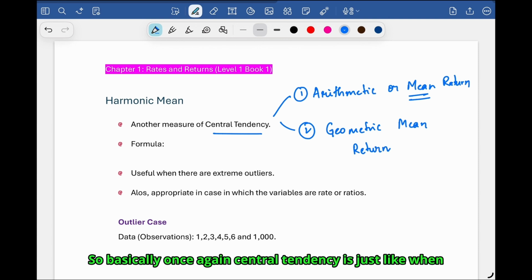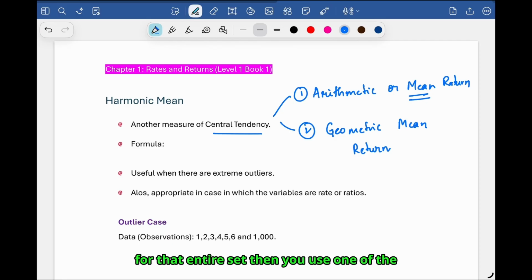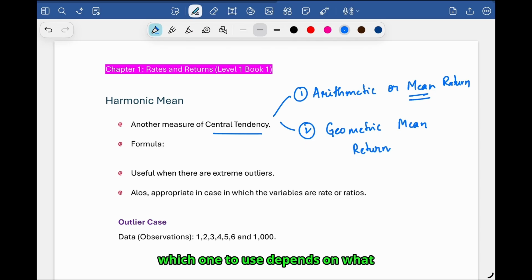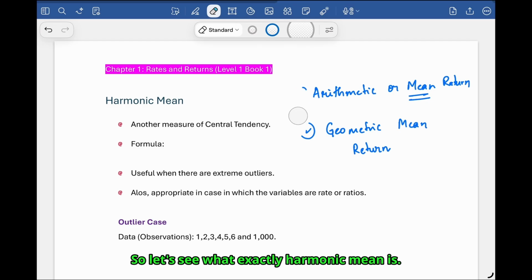So once again, central tendency is when you have a certain set of data and you want to find out the central value for that entire set, then you use one of the measures of central tendency. Which one to use depends on the context and what exactly you want. Based on that, you'll use one of the measures. So let's see what exactly harmonic mean is.